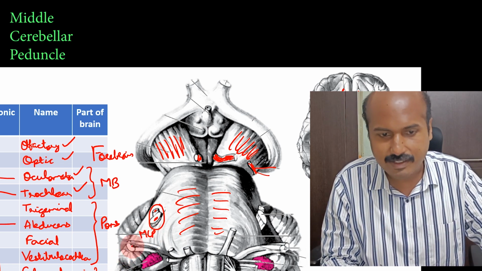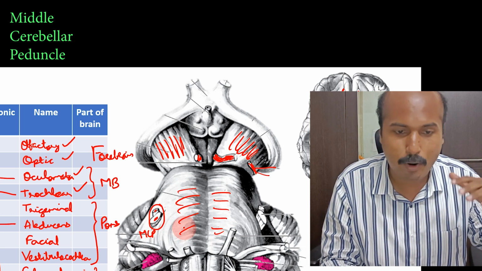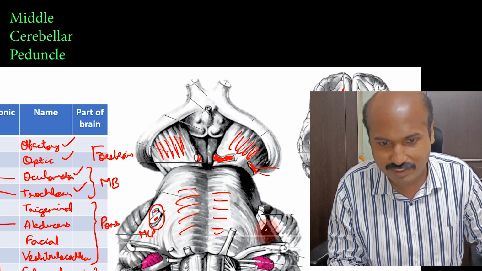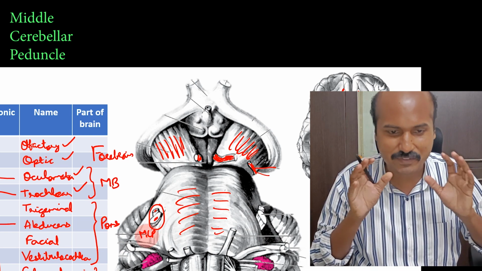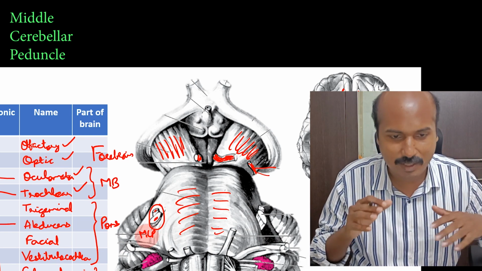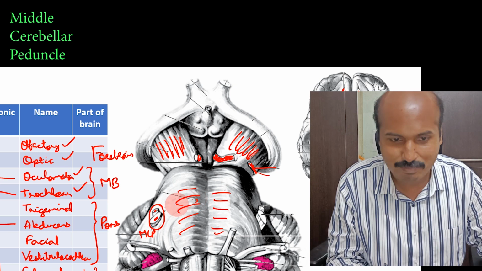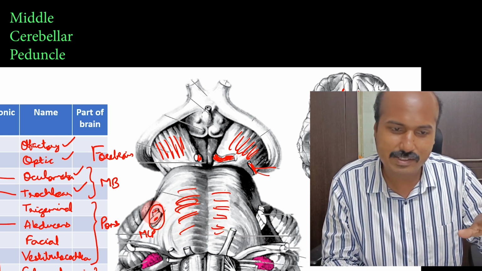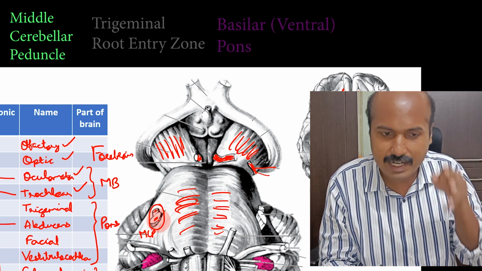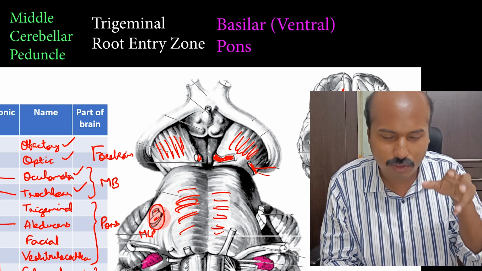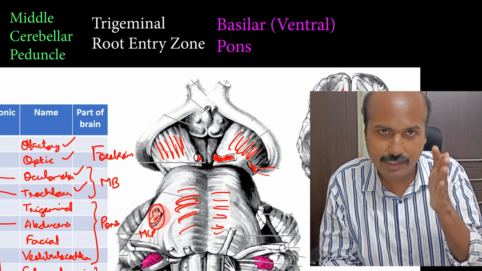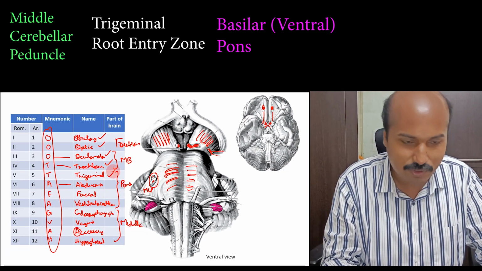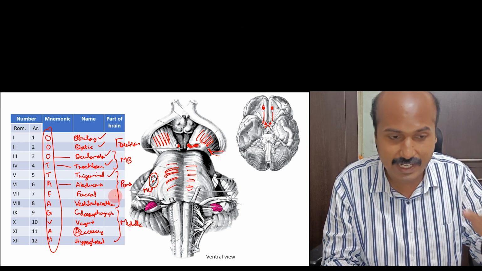So actually, that is the reason why this is called the pons. You know that the word pons means bridge. So this is the bridge that is connecting the 2 cerebellar hemispheres. We will learn what this bridge is actually made of later. But for the time being, understand that this part is called the trigeminal entry zone, and it is located at the junction between the middle cerebellar peduncle and the ventral part of the pons. And next, we are going to the 6, 7, and 8 nerves.